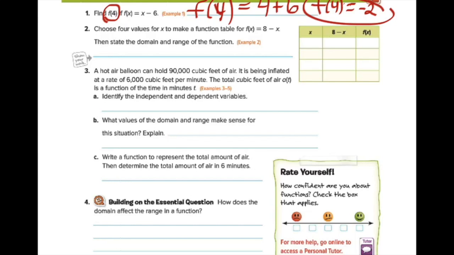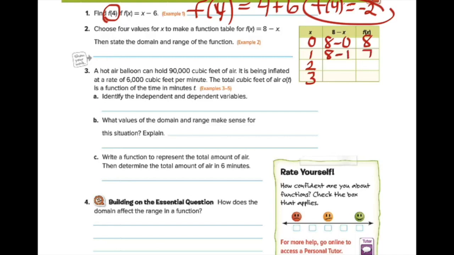Number 2, choose 4 values for x to make a function table for f of x equals 8 minus x. So again, you want to think strategically. Know that you are going to be taking 8 and subtracting your x value. So I would definitely go low, and I'd go positive. If you chose a negative, you're subtracting a negative, and depending on how adventurous you feel, it might be a little bit tricky. So 8 minus 0 is 8.